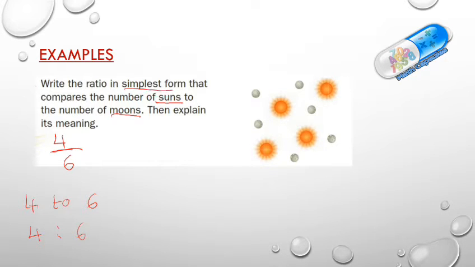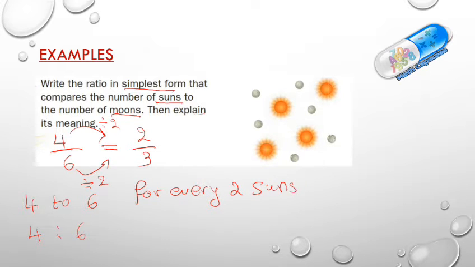To do it in simplest form, we will divide both 4 and 6 by the greatest common factor, or GCF, which is 2 for 4 and 6. 4 divided by 2 is 2, 6 divided by 2 is 3. So the ratio between the number of suns to the number of moons is 2 to 3. And what does that mean? To explain its meaning: for 2 suns there are 3 moons. This is the meaning.